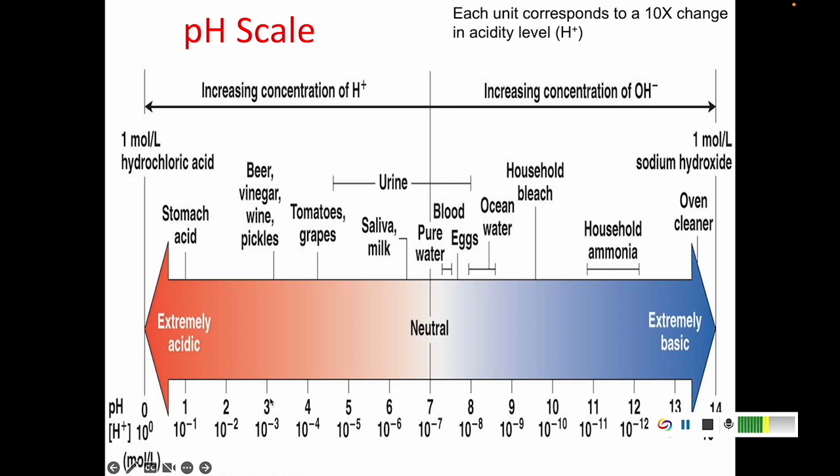Which one of those has more hydrogen ions? Again, the lower number tells you more hydrogen ions. And how much more does it have? You'd say one change in pH means 10 times more.